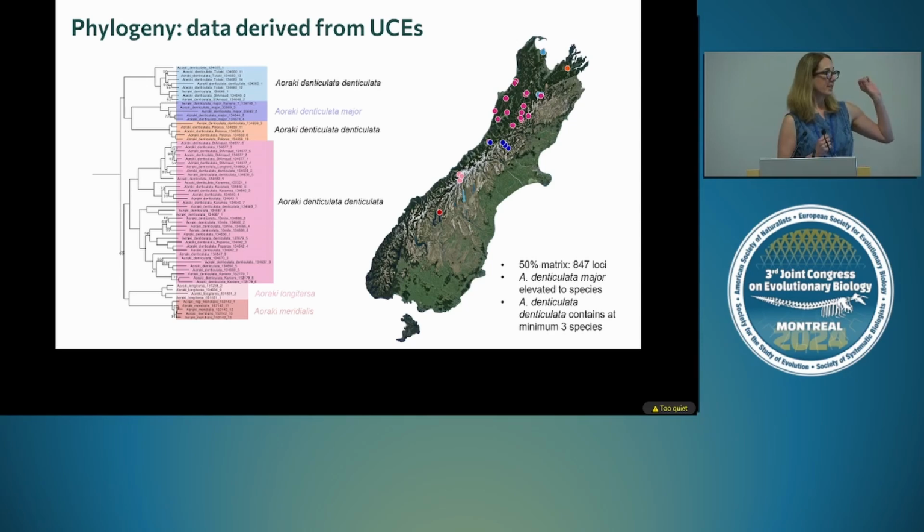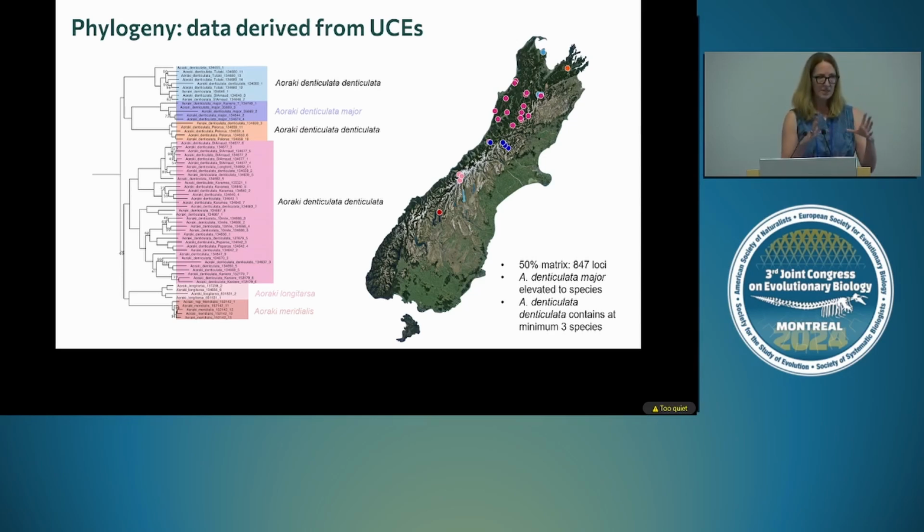So this analysis retrieved the same morphologically distinctive taxa that we saw in our mitochondrial DNA set, and their names are indicated in color. And it also confirmed that Arachidenticulata denticulata, the small subspecies, is paraphyletic. There are three lineages of this taxon, none of which is sister to the other. So this suggests there's a minimum of 3 cryptic species in this group.